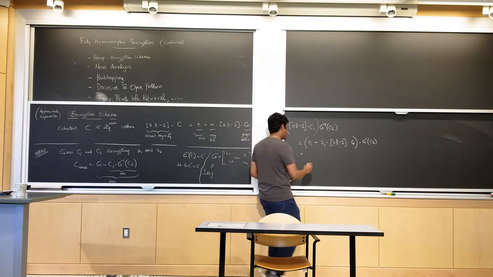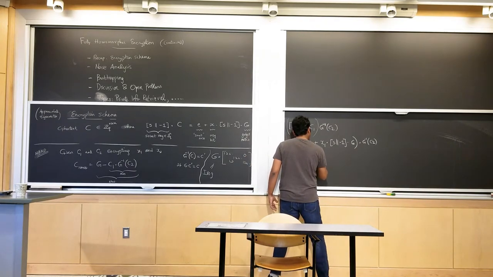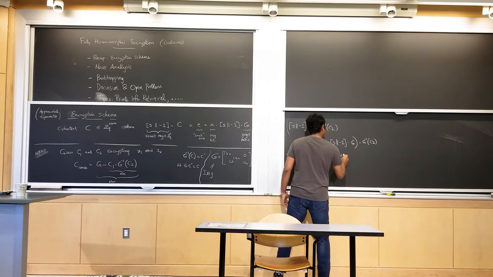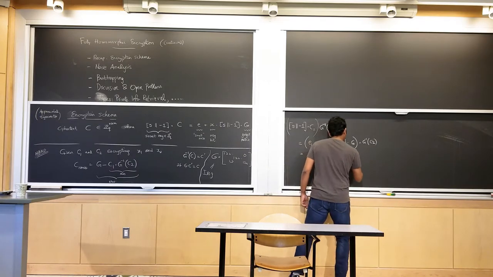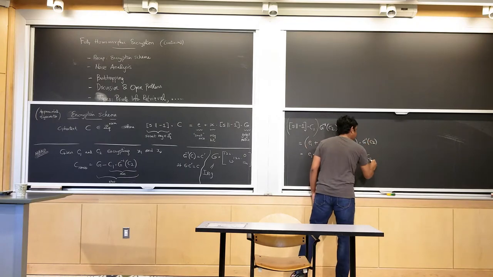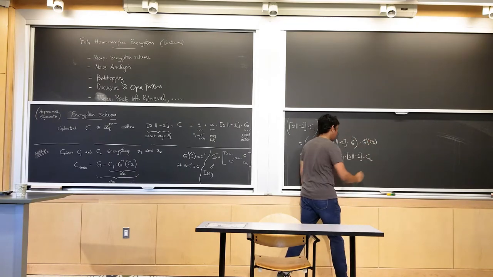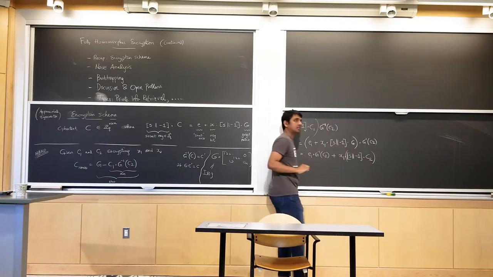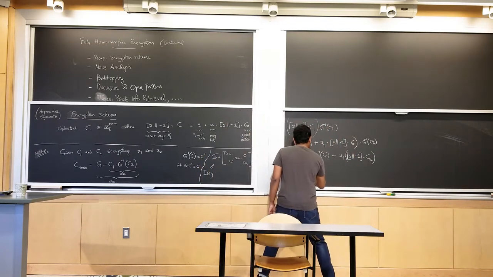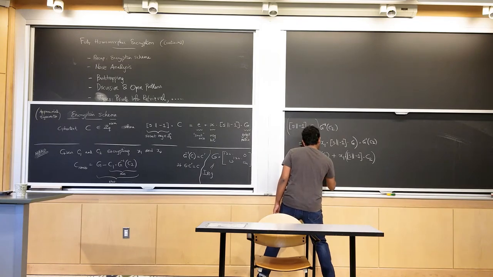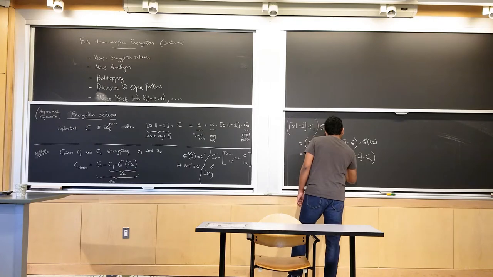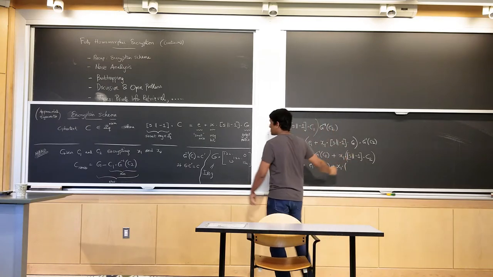Now let's expand it out. E1 times G inverse of C2 plus x1 times S concatenate minus 1 times G inverse of C2 is C2. So now let's put a bracket here and expand it out again. What do you get? You get plus X1 times S concatenate minus 1 times C2.